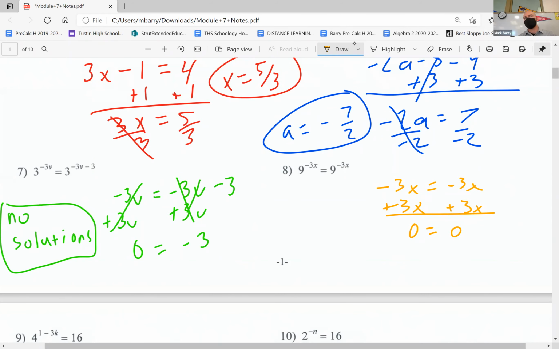And so, thinking back to last unit, what do you think we're going to write for this? Infinitely many solutions. Very good. Or we could just put infinite solutions. And that actually makes sense in this case.